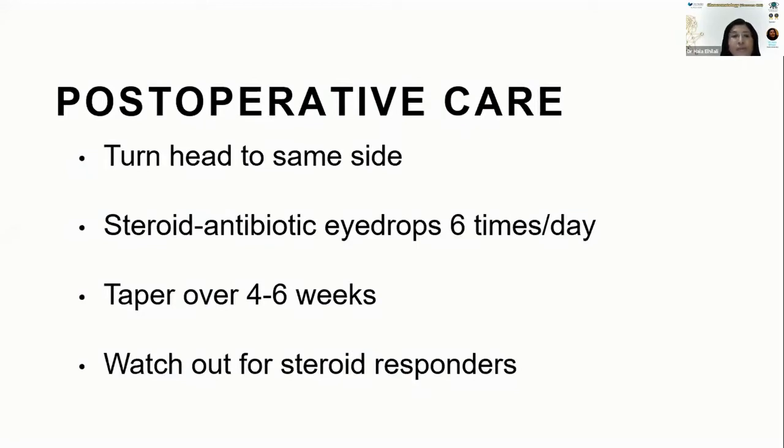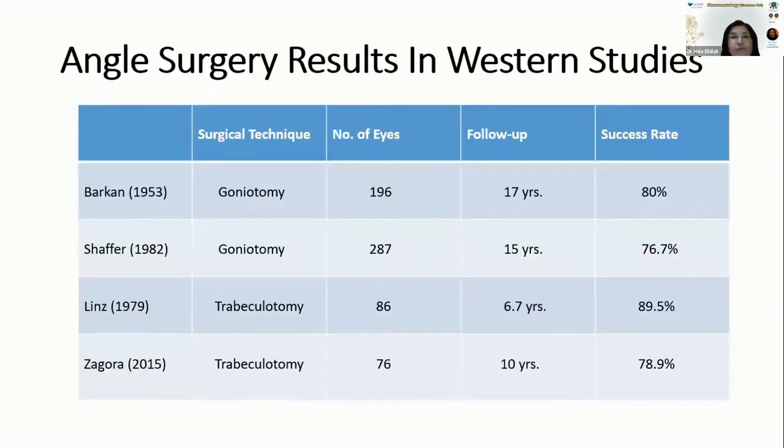Postoperative care is important. If I'm doing a unilateral case, I turn the head of the patient to the same side. That will place the site of the goniotomy incision uppermost. It will allow blood to trickle away from the angle. And this will prevent accumulation of fibrin at the site of the gonio incision, which can end up in scarring and synechia. Steroid antibiotic eye drops are used initially at 6 times a day and then tapered over 4 to 6 weeks. And of course, one needs to watch out for steroid responders.